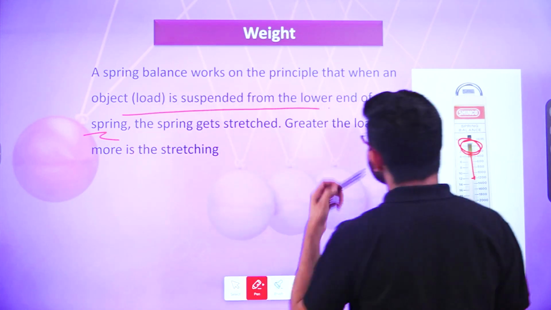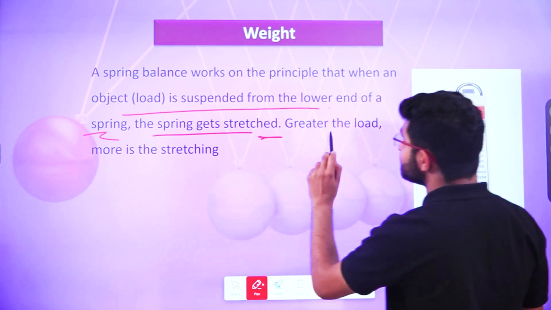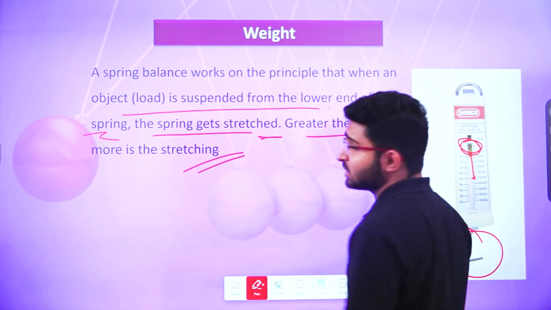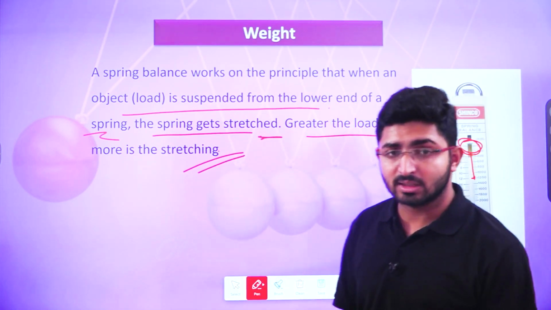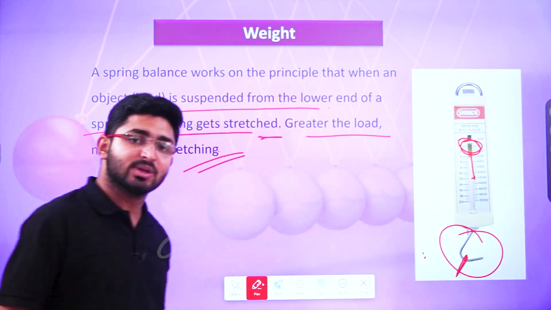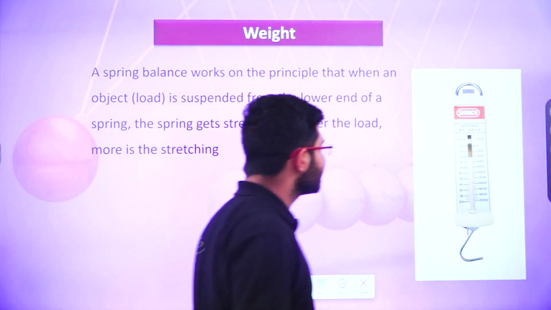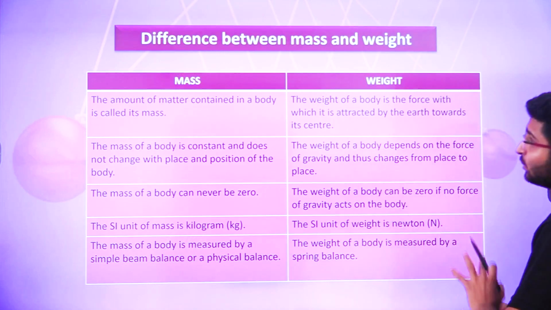You can see that at the end of a spring, the spring gets stretched. Greater the load, more is the stretching. So whenever the load is greater, the weight is greater, so greater will be the stretching. Obviously, you can take the screenshot of this. Now moving ahead, we have the differences between mass and weight.